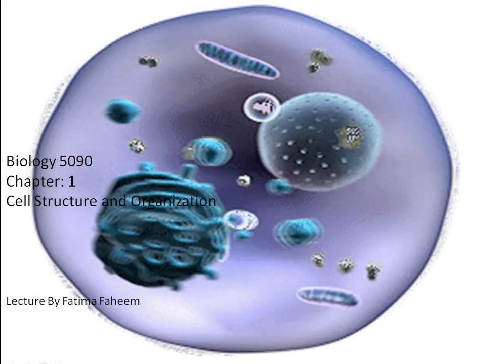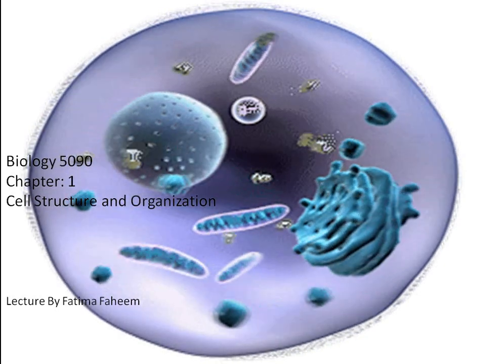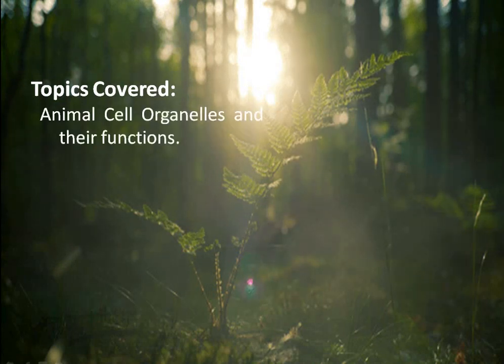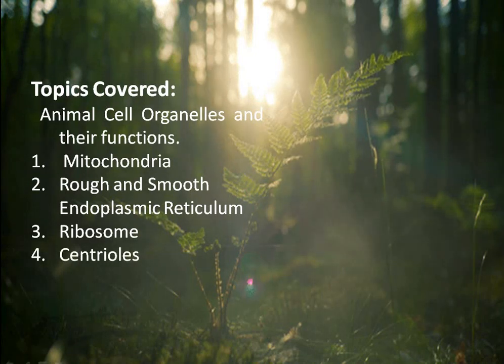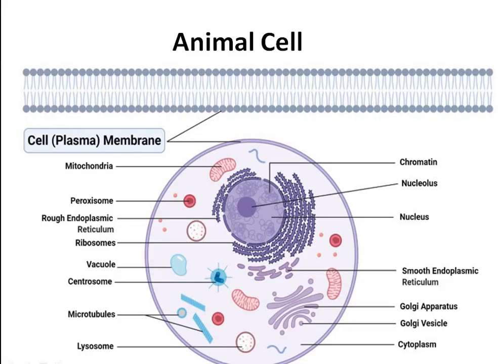Okay students, this is chapter number 1, cell structure and organization. We were doing some of the organelles of animal cell. Let's continue. In this lesson you would be able to know about certain other animal organelles such as mitochondria, rough and smooth endoplasmic reticulum. We'll go through the structure of ribosomes and functions. Also we'll see what centrioles do and Golgi bodies, the structure of vacuole and what their function is.